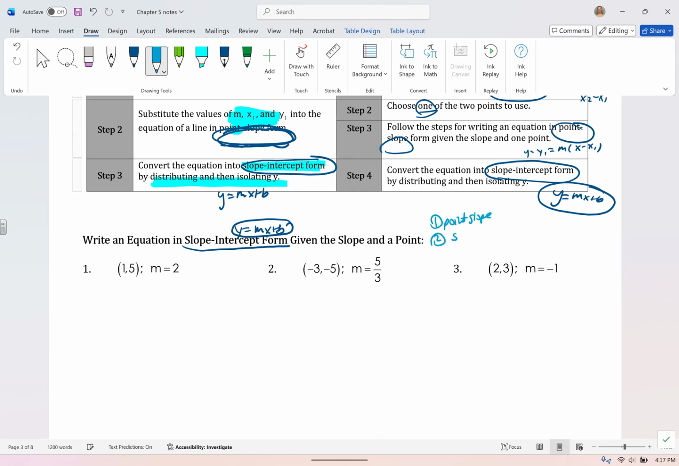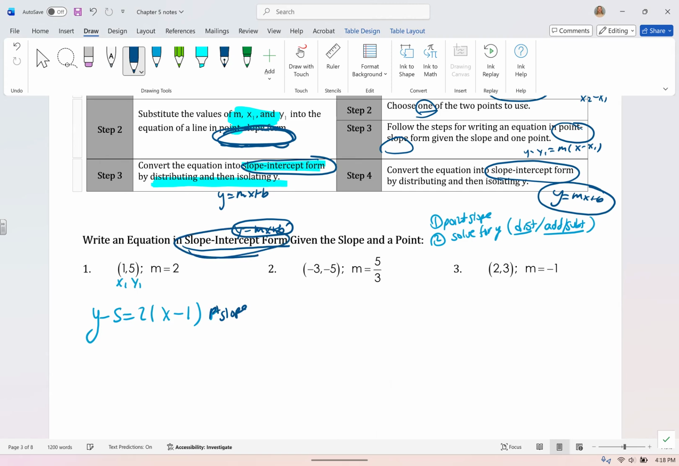And step 2, solve for y. How? Distribute and then add or subtract. So let's do this. If this is x1 and y1, we're going to do y minus 5 equals 2 times x minus 1. And if it said leave it in point slope, we'd stop there. But it says put it into slope intercept form. So we're going to distribute and solve for y. So 2x minus 2, and we're going to add 5 to get y alone. This is going to be our answer.